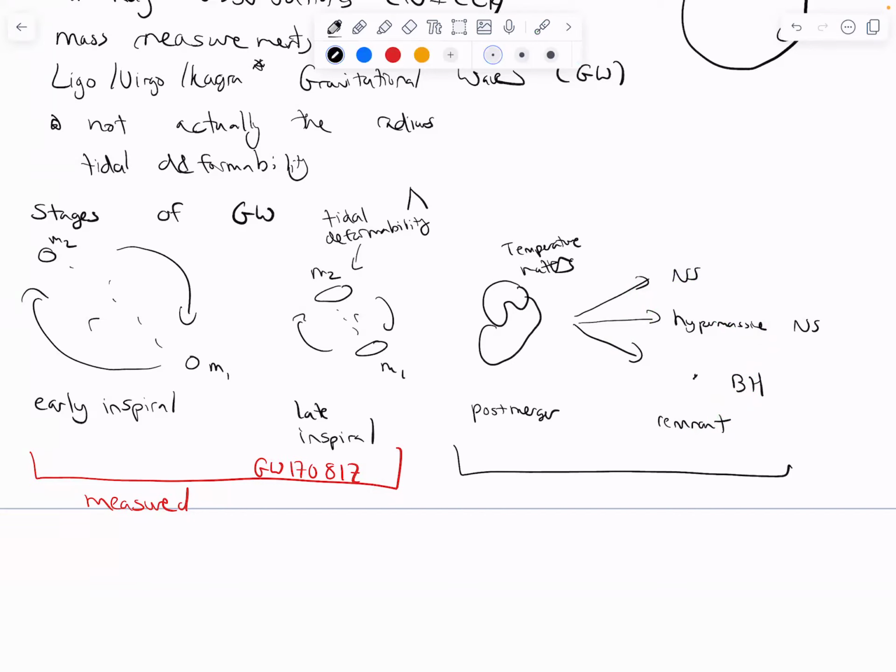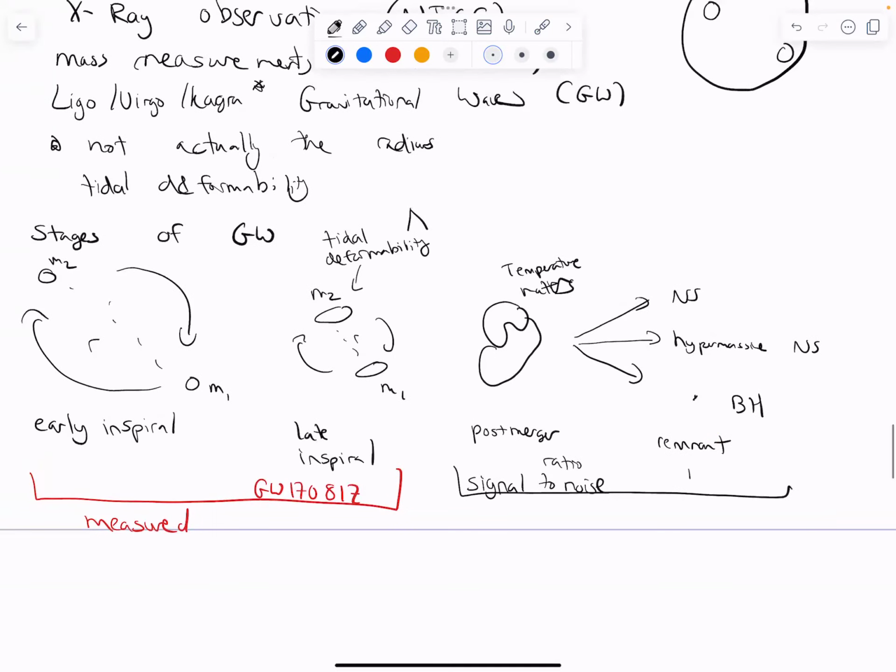All right. And so the reason that we don't have the ability to measure it is it has an issue with the signal to noise ratio. And like I said, for this, you need multi-messenger astronomy.